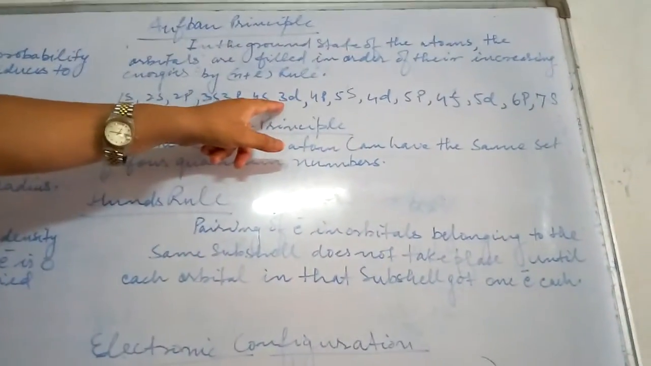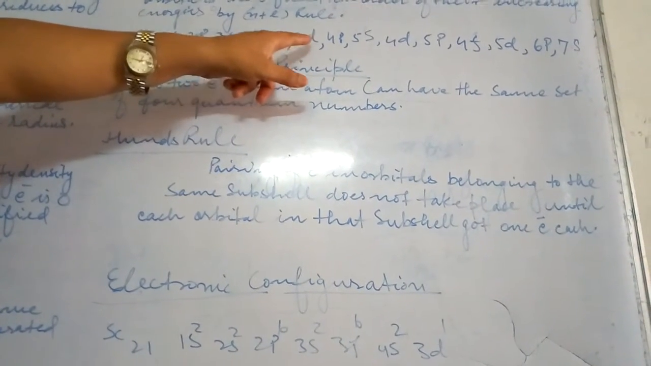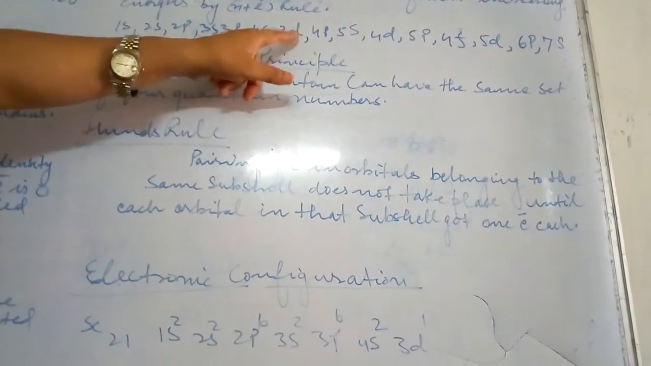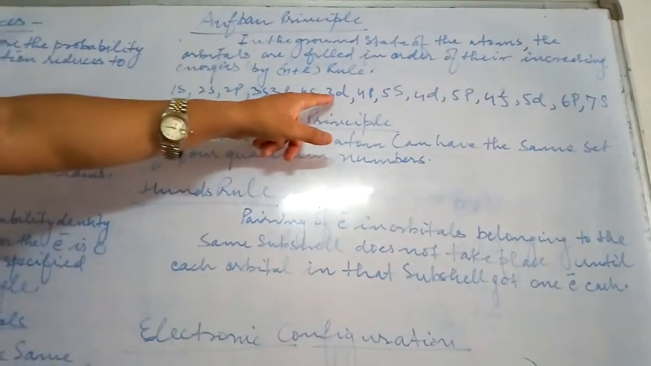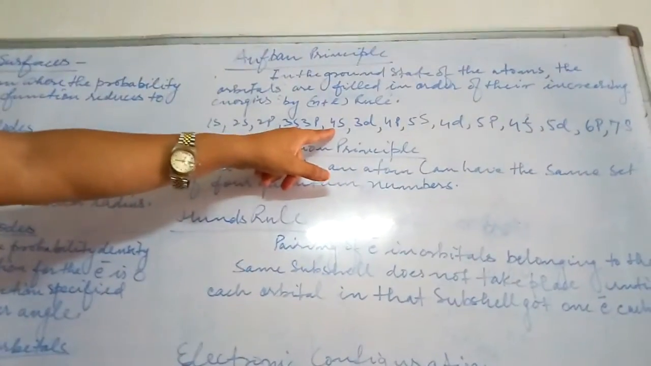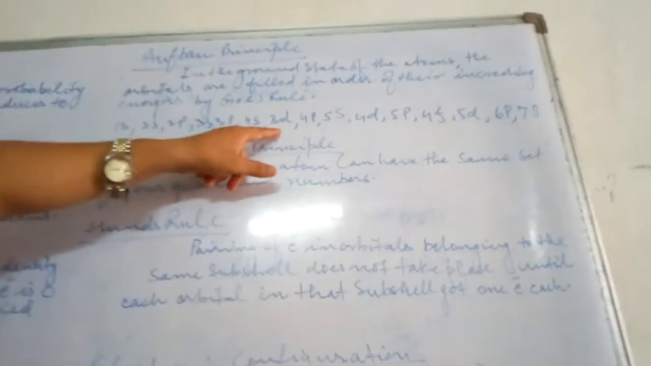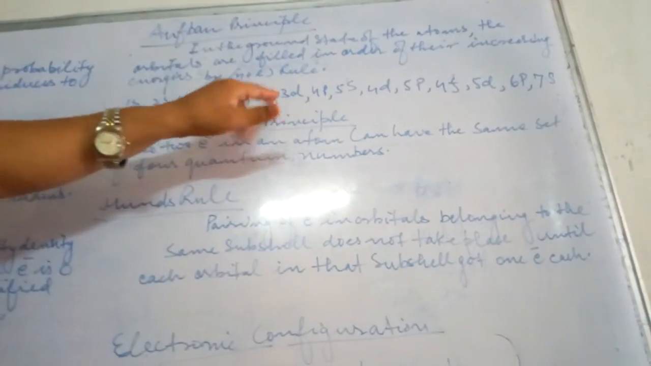But in the case of 3d, the shell number is 3, so the principal quantum number is 3. For the d subshell, the value of l will be 2. So the sum of 3 plus 2 is 5. Means here it is 4 plus 0, 4, and there it is 3 plus 2, 5. That is why the 3d energy level is higher than the 4s. So this is the order for filling the electrons, children.